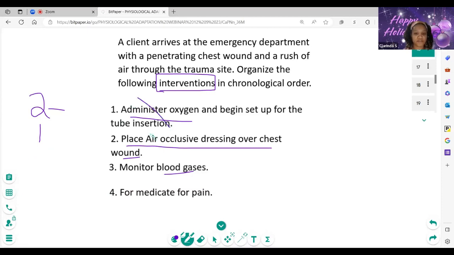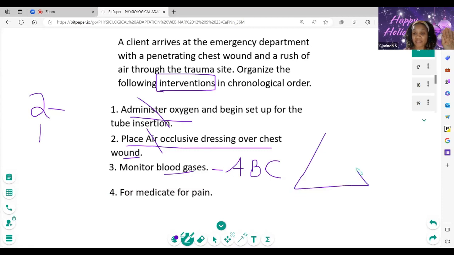All right, good job. Then the next thing we're going to do, between 3 and 4, you're right, 3 and then 4 should go next. When you look at monitor blood gases, this is also a way to prioritize. Again, you go back to your prioritization: airway, breathing, and circulation.